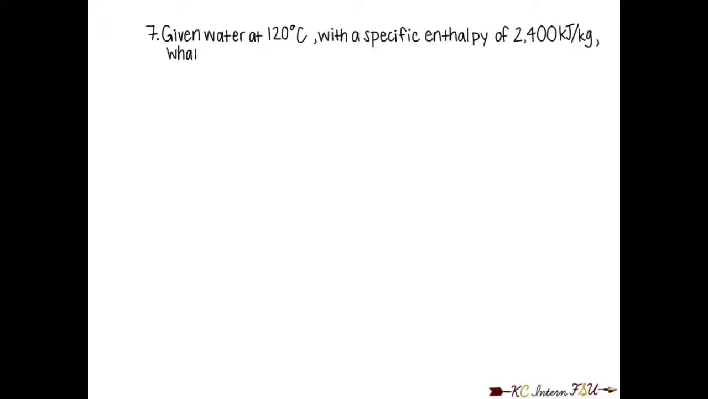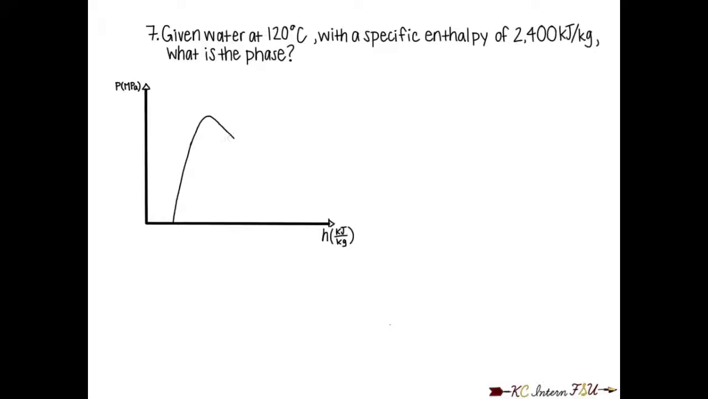Today we are going to go over questions 7 through 10 on Exam 2, Part 1. Question 7. Given water at 120 degrees Celsius with a specific enthalpy of 2,400 kilojoules over kilogram, what is the phase? We will first draw a pH plot along with our dome and labeled regions.